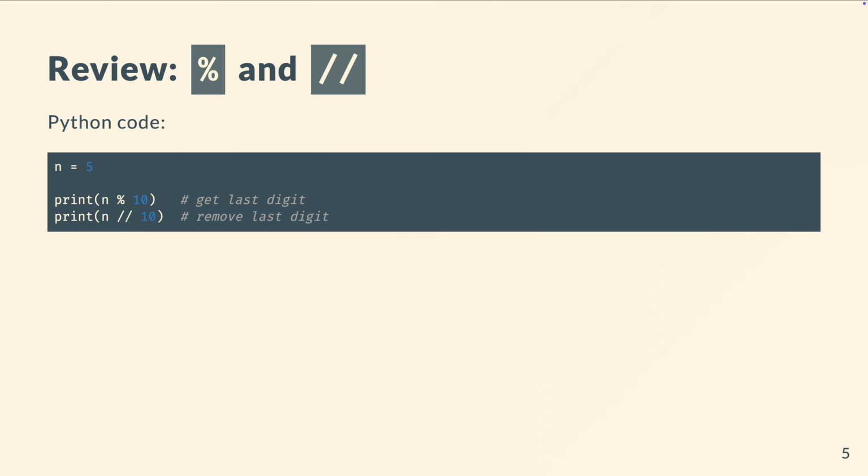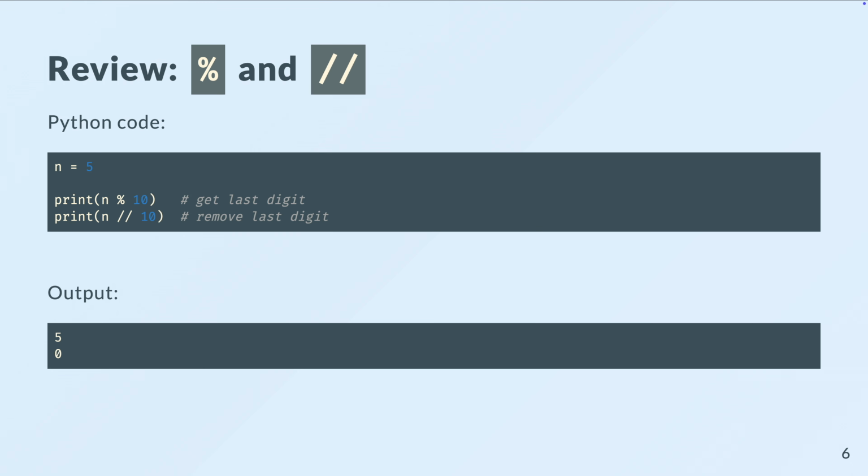Now another example. Try n equals 5. We still do modulo 10 and integer division by 10. Pause and predict what prints. The last digit of 5 is 5, so modulo 10 prints 5. And 5 integer divided by 10 is 0, so integer division prints 0. That 0 is important because later it helps us know when to stop.